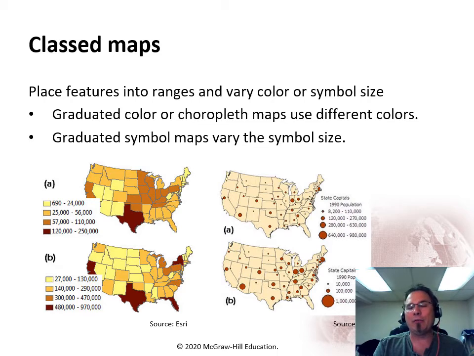That's not a term I use very often. It's sort of a generalized term. I don't think I've ever not made a classed map, because you're almost always going to use graduated color or graduated symbols on a map to show differentiation between the different phenomena taking place.